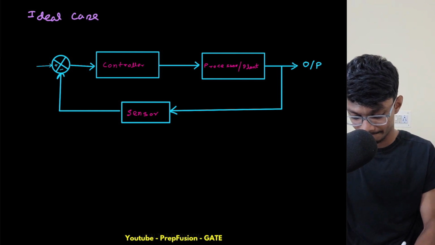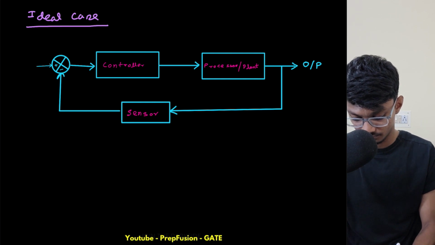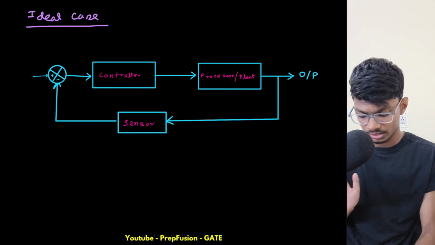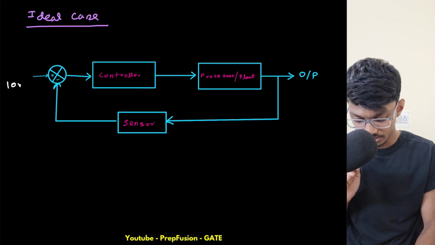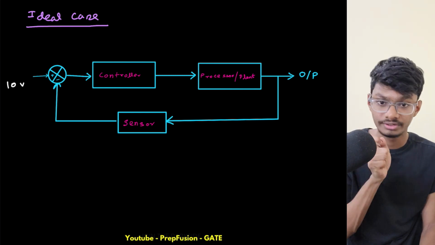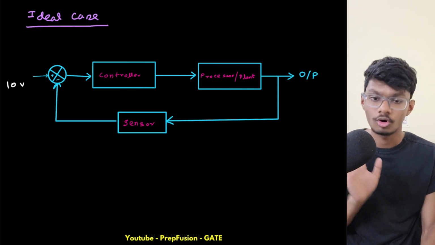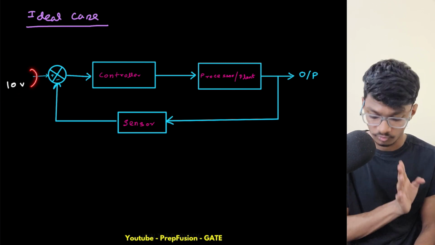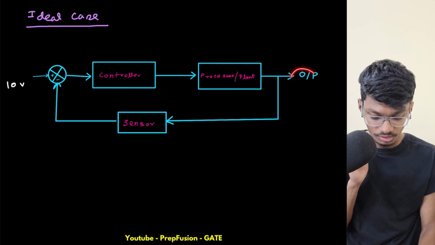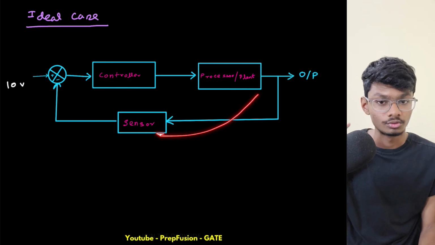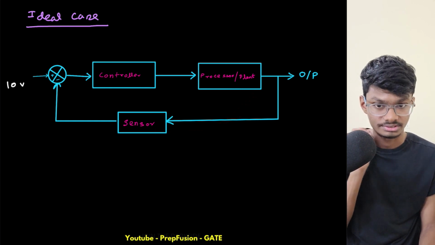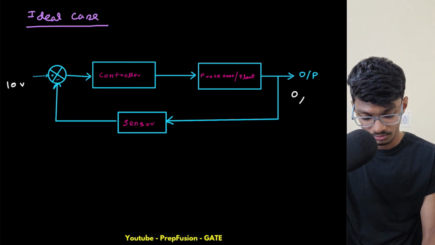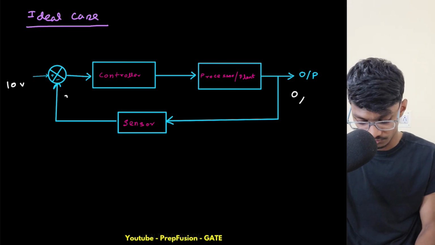So this is the ideal case. What happens initially? I'm giving it a 10 volt input signal. Initially I'm assuming nothing is rotating, my motor is off. So I just started my motor, I just gave it 10 volts here. Then what will happen? My motor isn't rotating, so obviously the input to this sensor is 0 rpm. If the input to the sensor is 0 rpm, the output will also be 0 volts.